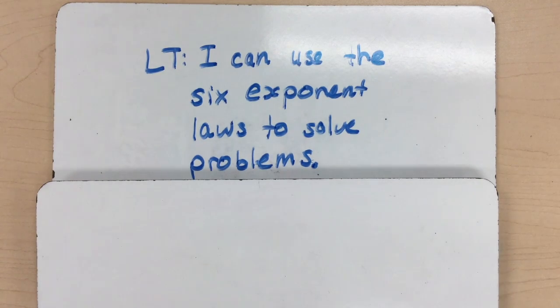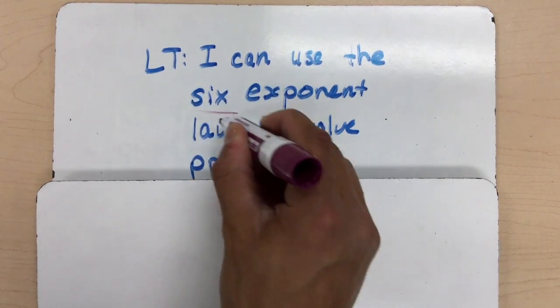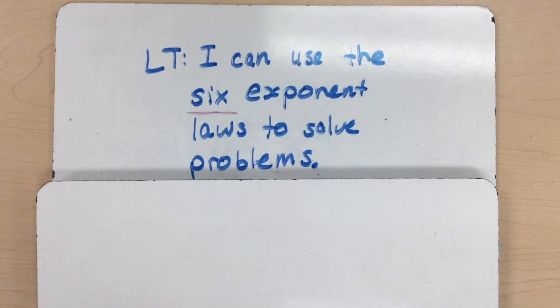This is part 2 of the exponent laws, and we're going to continue talking about the other 3 exponent laws. And so our new learning target is I can use the 6 exponent laws to solve problems. All right, so in total, we're going to have 6 exponent laws we're going to explore this year. The last video, we looked at the first 3, and now we're going to look at the last 3. And so I can use the 6 exponent laws to solve problems.